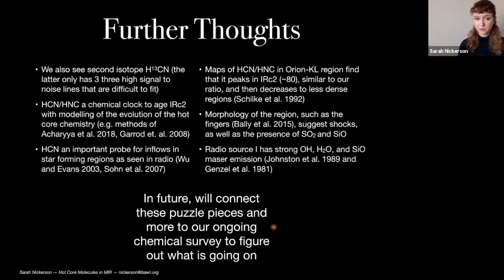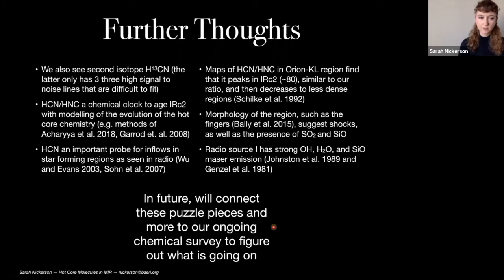So we're working with modelers to try to use this as a chemical clock to age IRC2. Because again, they start at about unity when something is a dark core before star formation really turns on. And then the ratio increases, there's more HCN and less HNC as the star begins to age. And so using chemical and temperature models of hot cores, we could begin to maybe find how old is the gas, how long has IRC2, the star that it's giving us a window into, been forming?